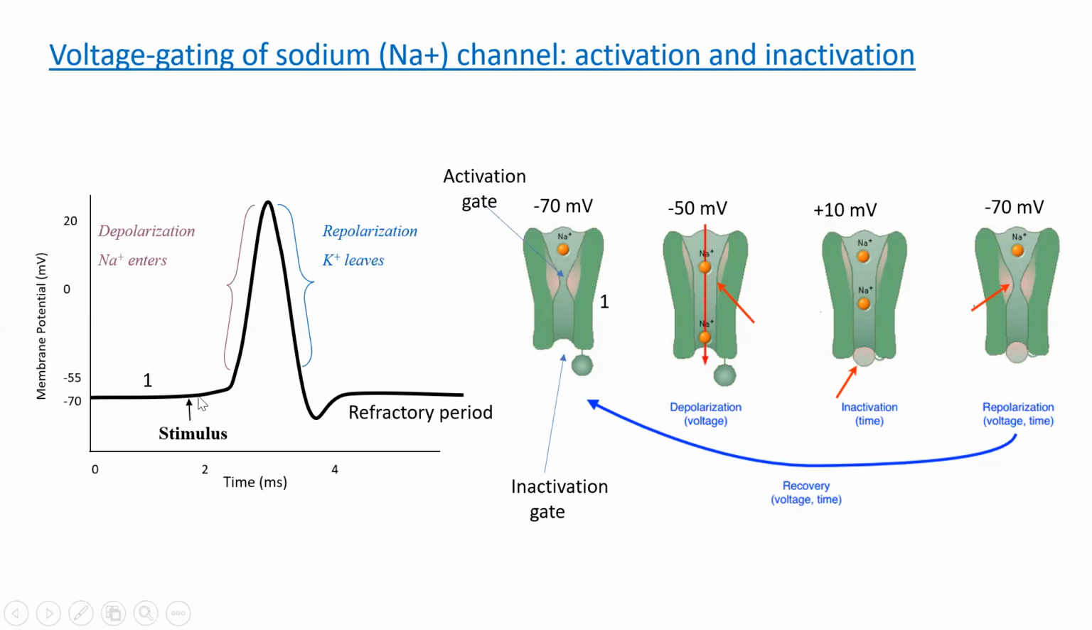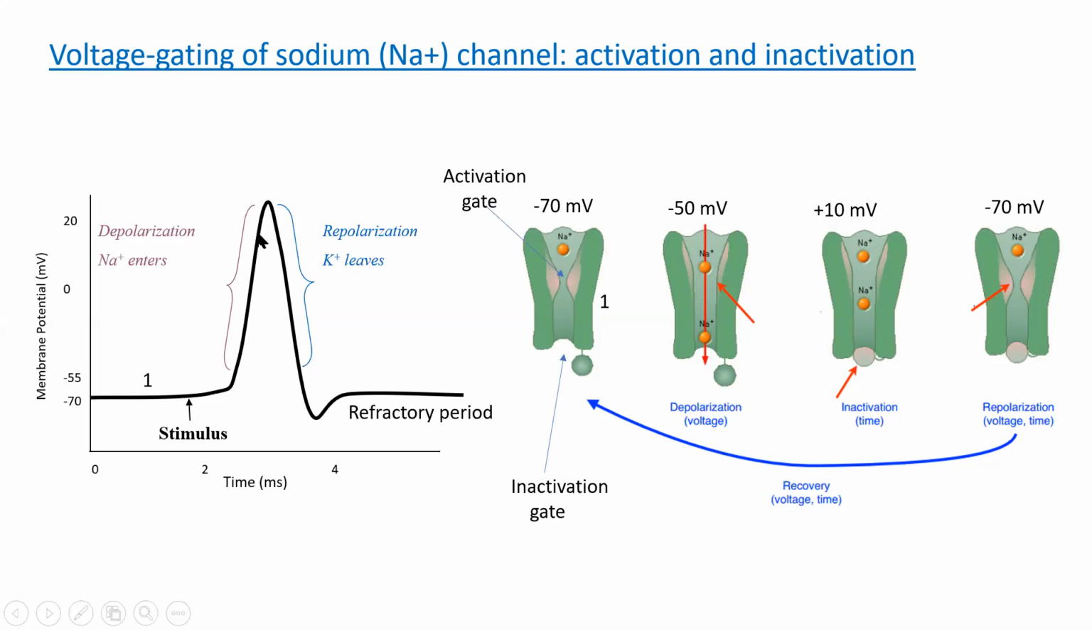Once there's a stimulus, either from a neighboring cell, neighboring neuron, or from an electrode stimulus, the membrane potential rises a bit due to that injection of current, of charge, and that's enough for the activation gate to open. So you can see it's almost like a throat opening. And when that happens, the sodium ions are free to flow through.